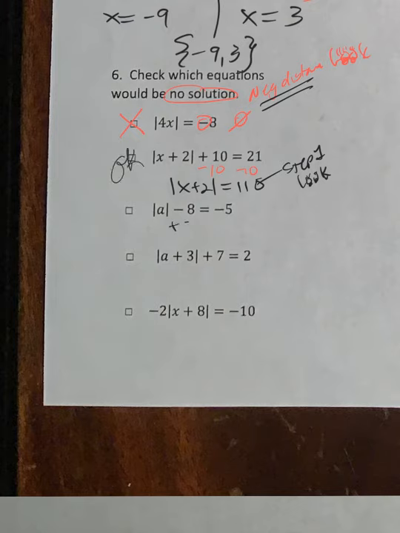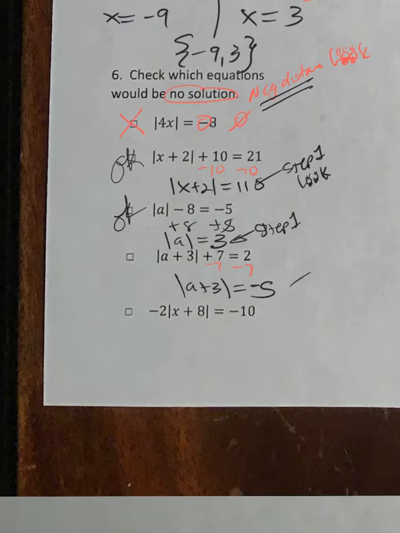Here, I have to add 8 to both sides. And that gives me the absolute value of a is +3. So now I've isolated, and step 1 is officially done. It's now isolated. And that is a positive distance, so we're okay. And the second one, we have to subtract 7 from both sides. And doesn't that give me absolute value of a + 3 equals -5? Step 1 is officially done. I have isolated the absolute value, and I have a negative distance. So this is going to be a no solution problem.